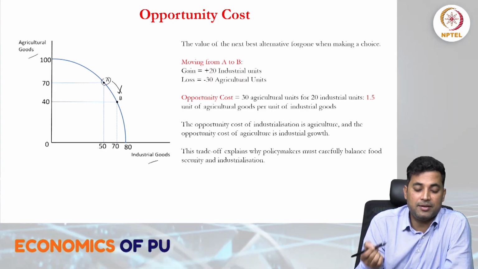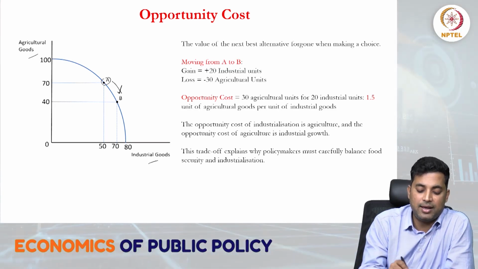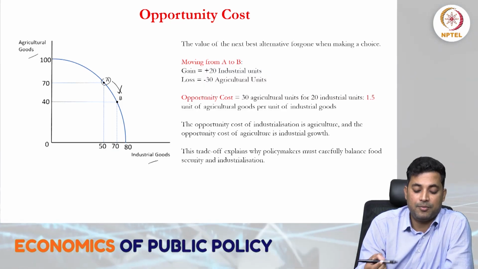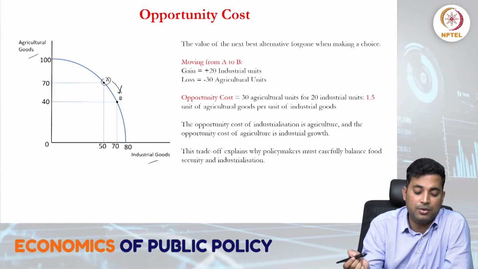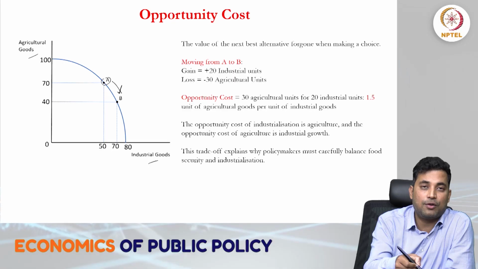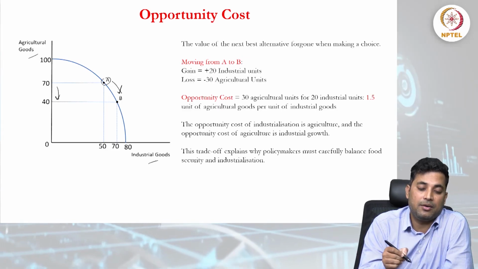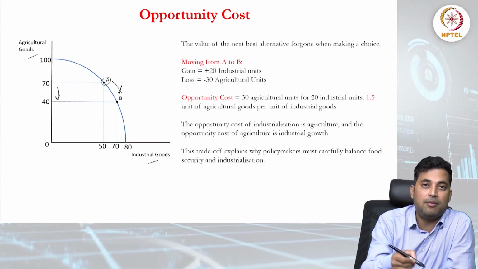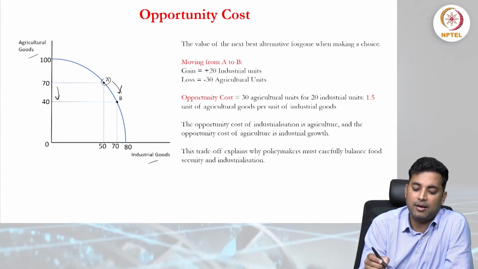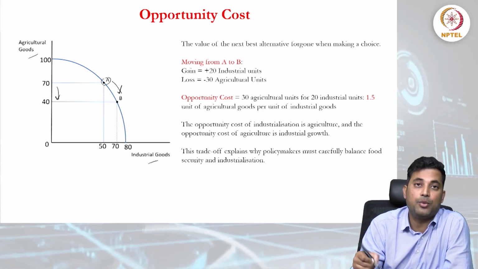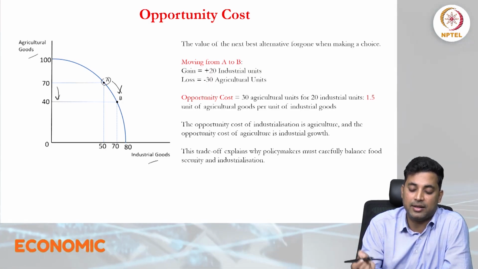So now the decision: whether I want to move from A to B. If I move from A to B, then industrial goods units increase from 50 to 70, an increase of 20 units. But that is at the cost of agricultural commodities, because units of agricultural goods decrease from 70 to 30, reduced by 30 units. So from this, there is a gain for the industrial units, 20 units is a gain, but agricultural units are a loss, 30 units is a loss.